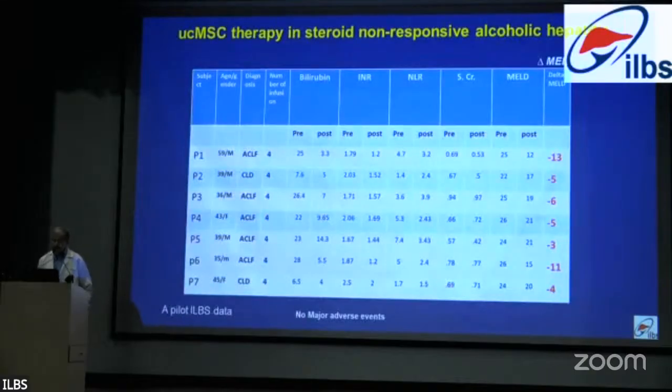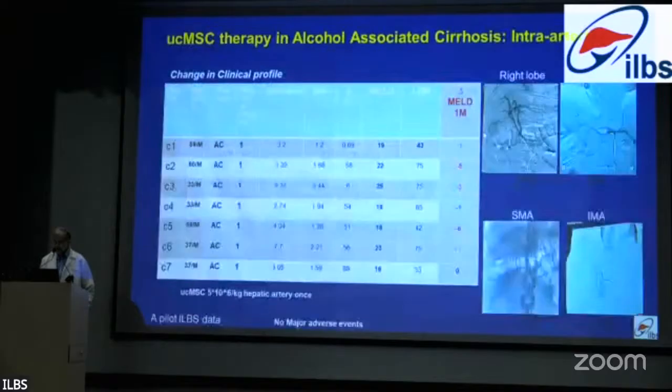So what we did was we used patients, and this is umbilical cord MSC therapy in steroid non-responsive alcoholic hepatitis. In these patients, we had given IV, and there was a definite benefit in the delta MELD. These are 7 patients. I think now there may be 9 or 10. No major adverse effects. So after 1 month or so, there is a reduction in MELD.